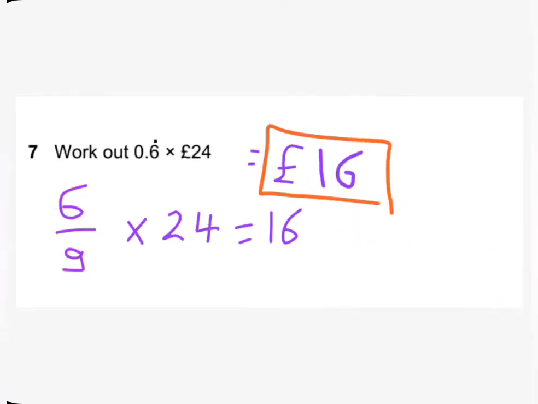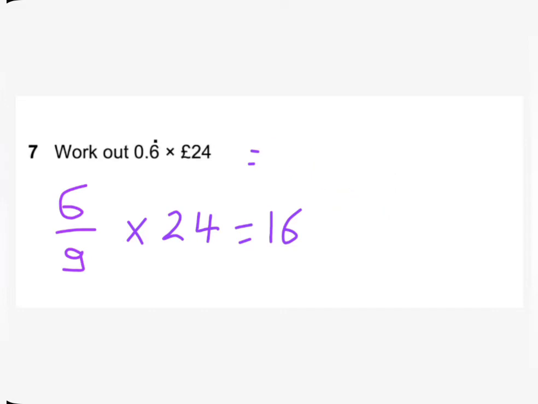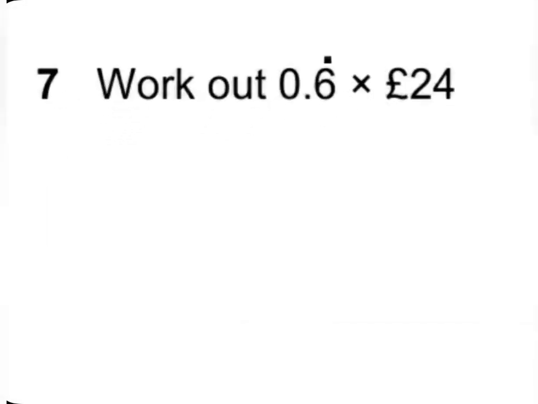So how did we do this? We found the fraction of the recurring decimal, which is this one, and then we multiplied it by 24 pounds. We got 16 pounds. And this is the short way of finding the fraction of the recurring decimal. Now let me show you the long way, and both of them are easy. Let's erase this, and I'll show you the long way of finding the fraction of a recurring decimal. Okay, let's use the space here.